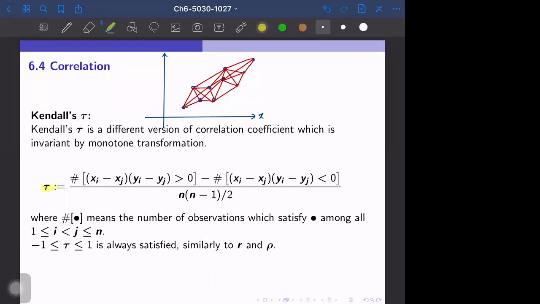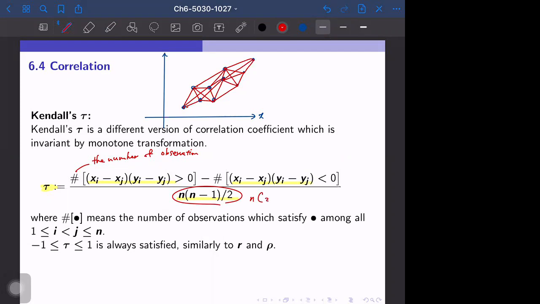So the number of observations which satisfies xi minus xj times yi minus yj is positive, minus the number of observations for xi minus xj times yi minus yj is negative. Then divide by the total number of combinations. So this is n combination 2, so the total number of pairs.